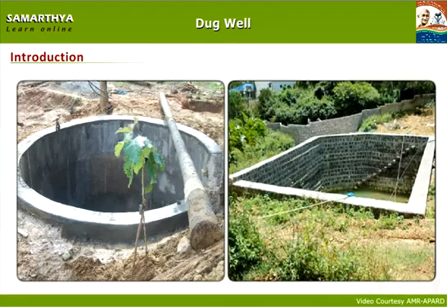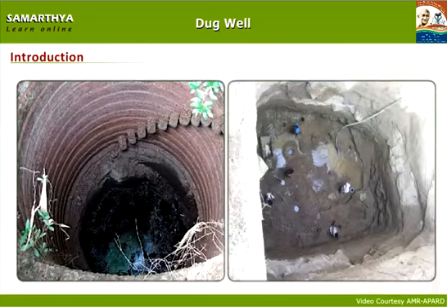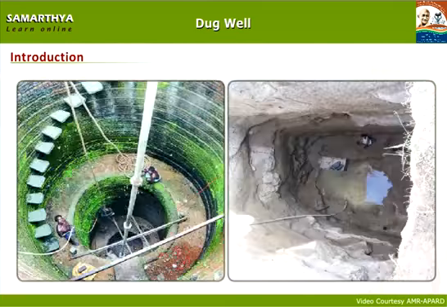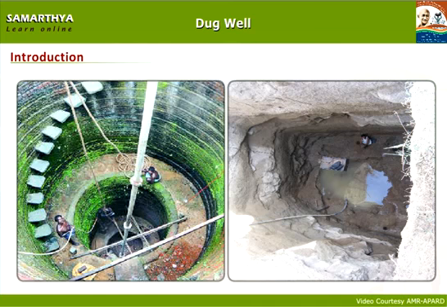Farmers who do not have water accommodation from ponds, percolation tanks, or irrigation canals dig round open wells, square open wells or rectangle open wells in areas where groundwater is extensively available, yielding high results from irrigation.